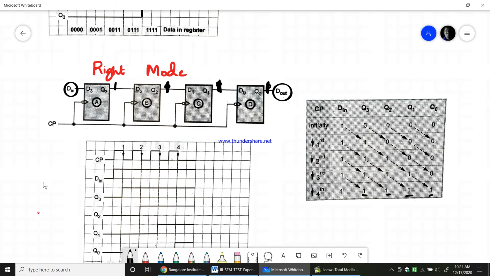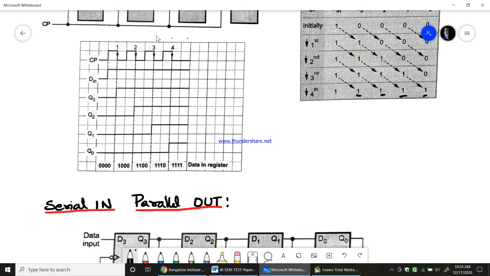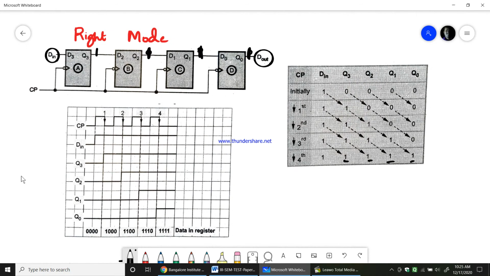So accordingly you can see the clock pulse now. The clock pulse works on the negative edge triggering only, as you saw earlier. See here the bubble, so it is again negative edge trigger only, but the only thing is right shifting is happening. Okay, so D in is 1 at this point, as it is negative edge triggered, therefore Q3 becomes 1, Q2, Q1, Q0 will be 0.